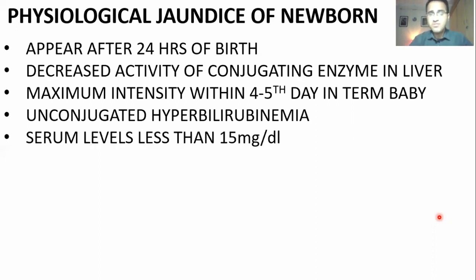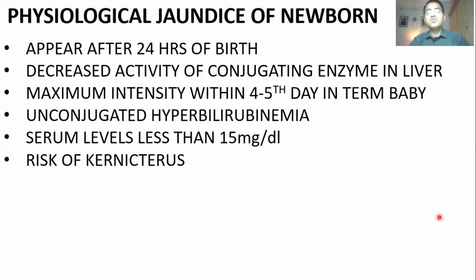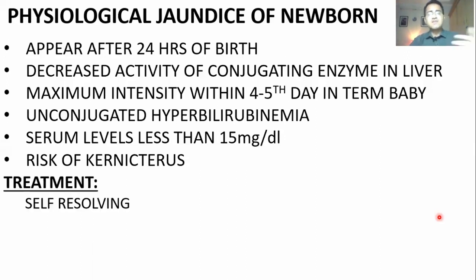If serum levels of bilirubin are more than 15 milligram per deciliter, then there is risk of kernicterus. Unconjugated bilirubin is fat soluble. It can cross the lipid membranes and it can enter brain and deposit in basal ganglia. So there is risk of kernicterus in physiological jaundice of newborn. Treatment: it is self-resolving, and what you can do is you can go for phototherapy because UV light converts unconjugated bilirubin into soluble form that can be excreted out of the body.